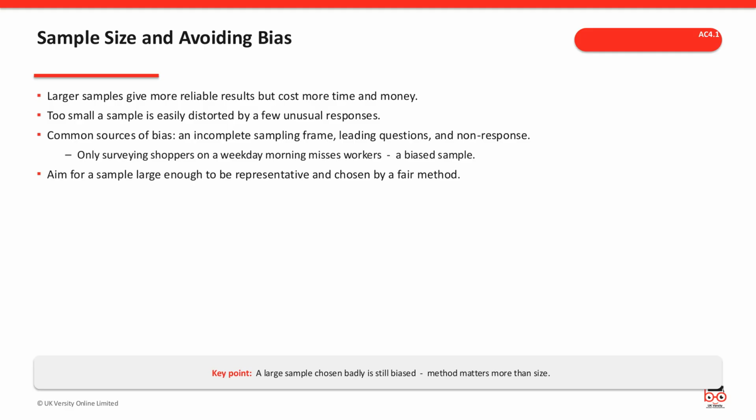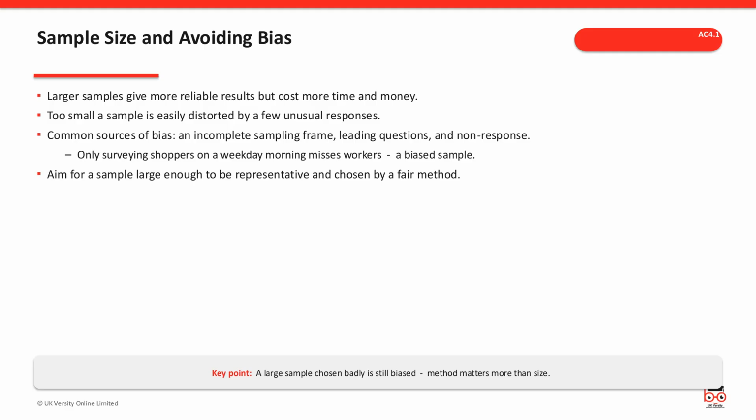Size matters, but it isn't everything. Larger samples give more reliable results, though they cost more time and money, while too small a sample is easily thrown by a few unusual responses. Watch out for the classic sources of bias: an incomplete sampling frame, leading questions, and non-response. Surveying only shoppers on a weekday morning, for instance, quietly misses everyone at work, and that's a biased sample.